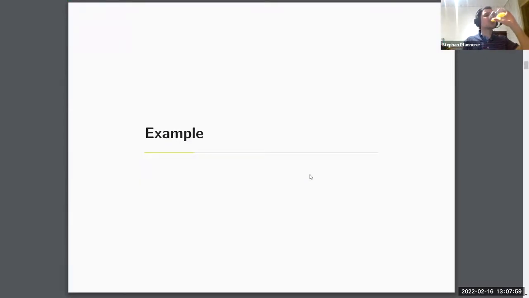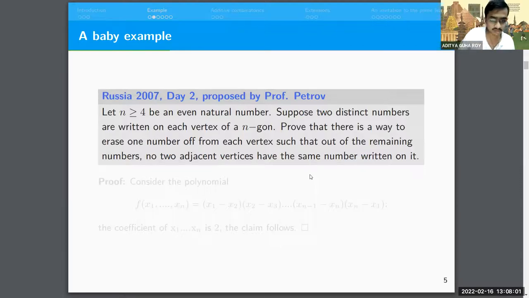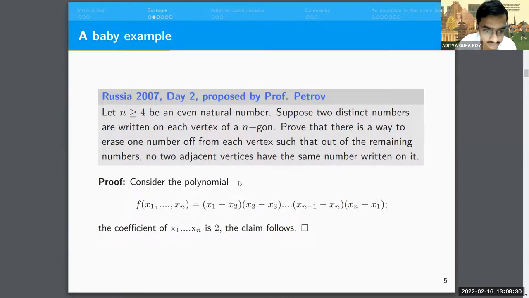Thank you. Okay, so let's see how this thing can be used. There's one nice example which was taken from Russia, 2007. It was the Russian National Olympiad, and this problem was proposed by Professor Fedor Petrov, and I studied this combinatorial Nullstellensatz initially under Professor Petrov. This was one of the problems he gave me as a treat to try after I studied the result. So yeah, it's a one line proof using combinatorial Nullstellensatz.